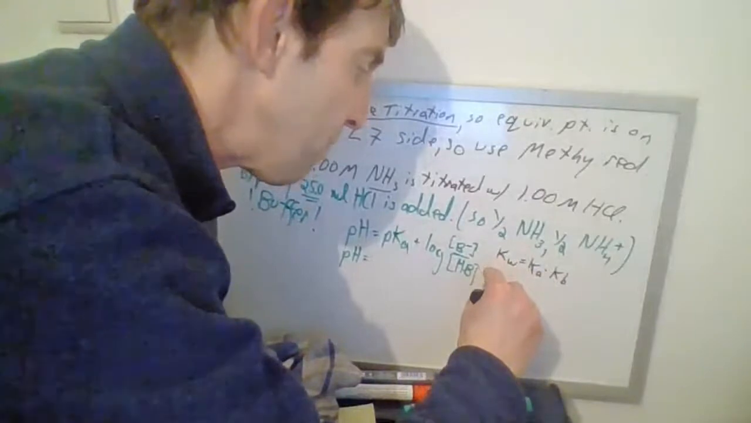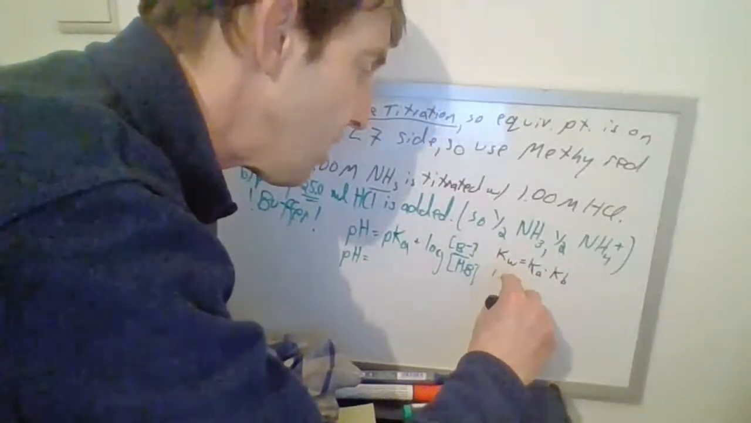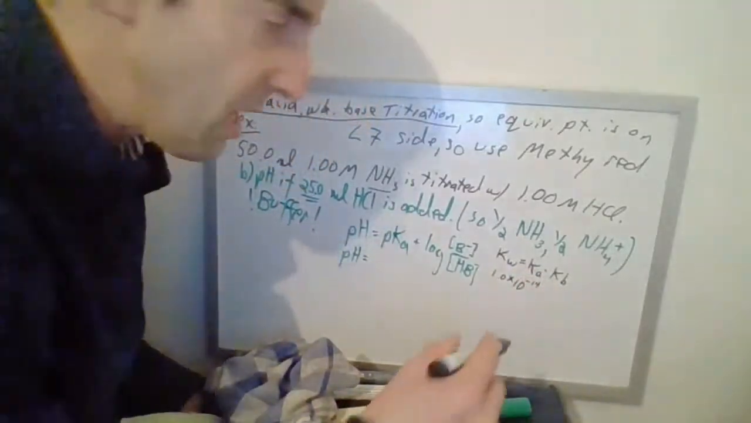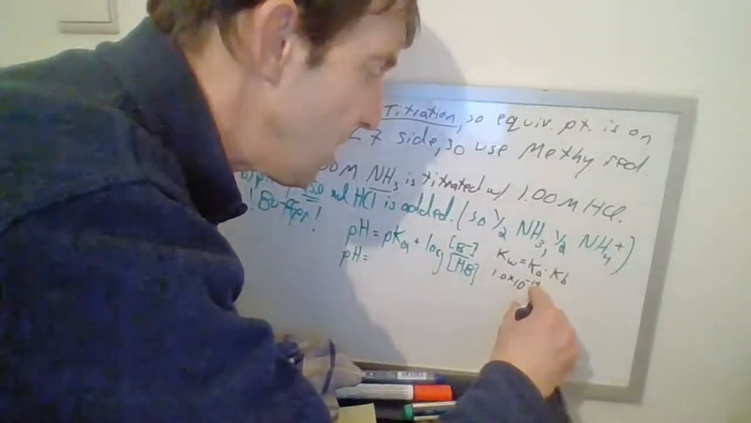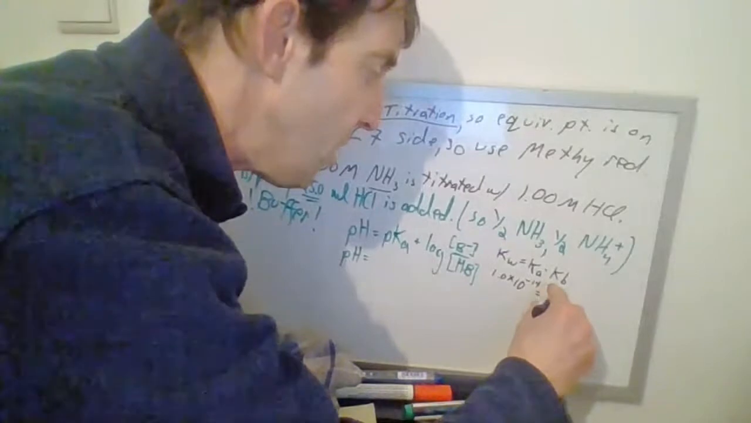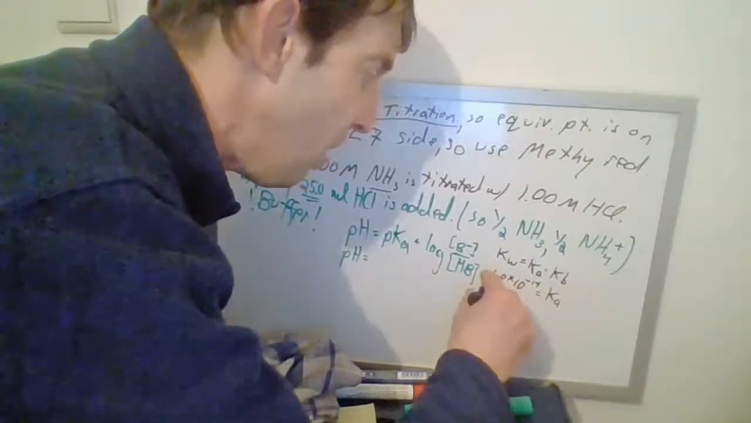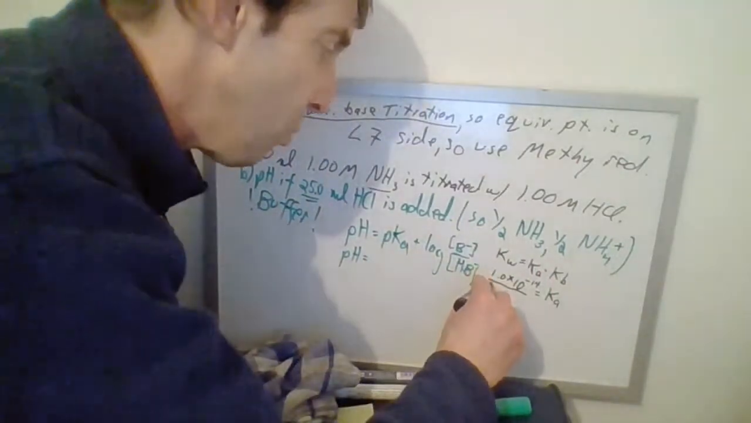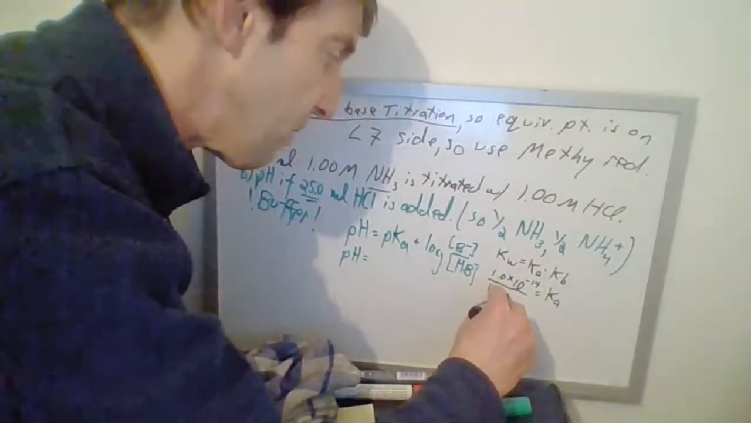Kw is what? 1.0 times 10 to the negative 14th. Got to memorize that. It means water does not break down much. Equals the Ka, I don't know it, times the Kb. Oh, but I can divide by that. Why? Because I got it in the last problem. That was the 1.8 times 10 to the negative 5th.